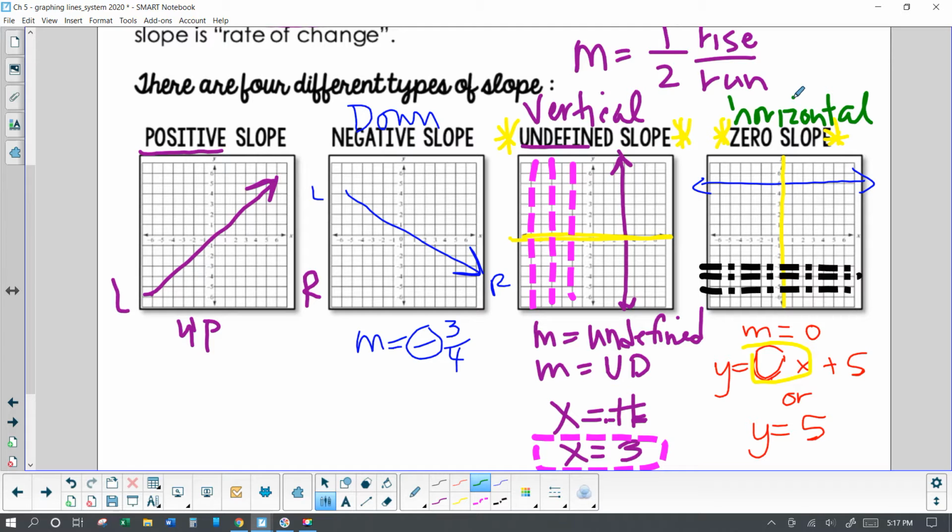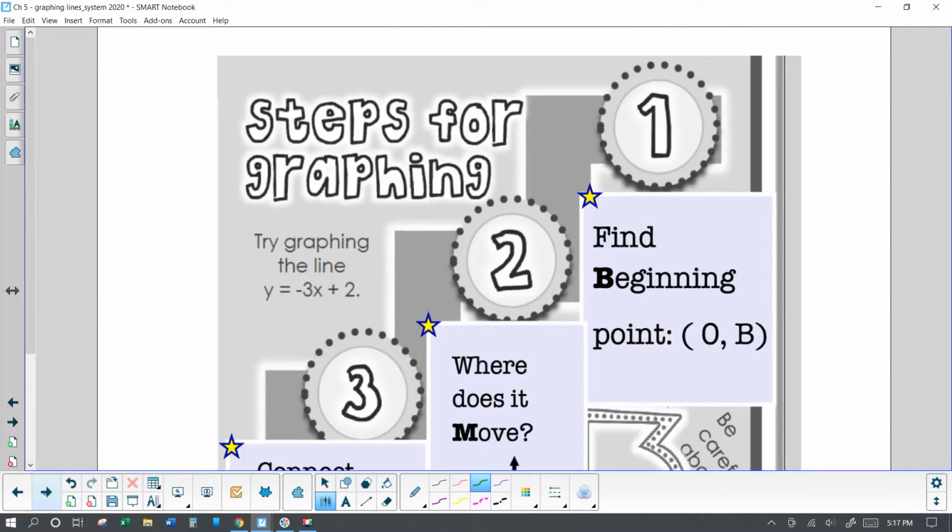All right, so now we've reviewed a little bit about what our graphs are going to look like once we have graphed them. I'm either going to have a graph that's going up and has a positive number slope, or a graph that's going down and has a negative number slope. I'm going to get a vertical line and its equation is going to be x equals a number, or a horizontal line and its equation is going to be y equals a number, or y equals 0x plus a number. We'll see how that works as we move through this lesson today.